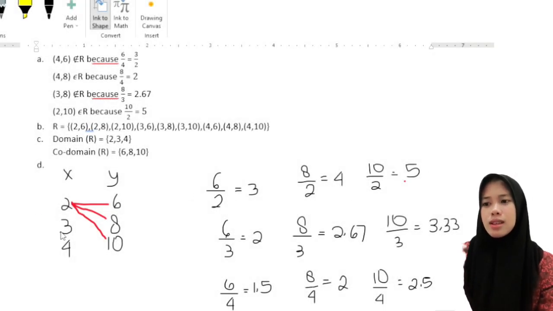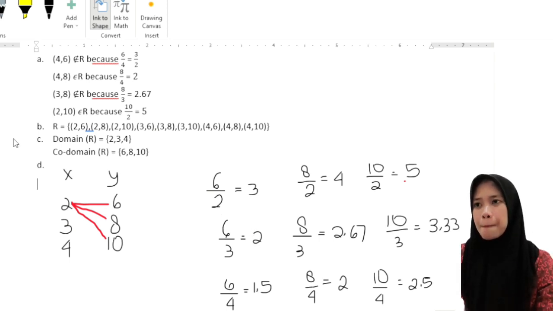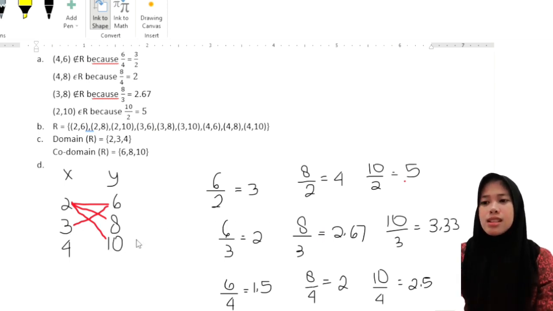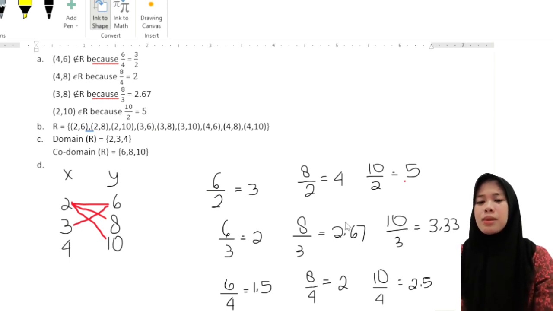Okay, next, 3 and 6. 6 over 3 equals 2. 2 is an integer, so draw a line, 3 to 6. Next, 3 and 8. 8 over 3 equals 2.67. 2.67 is not an integer, so we cannot draw a line. And next, 3 and 10. 10 over 3 equals 3.33. So we cannot draw a line because 3.33 is not an integer.